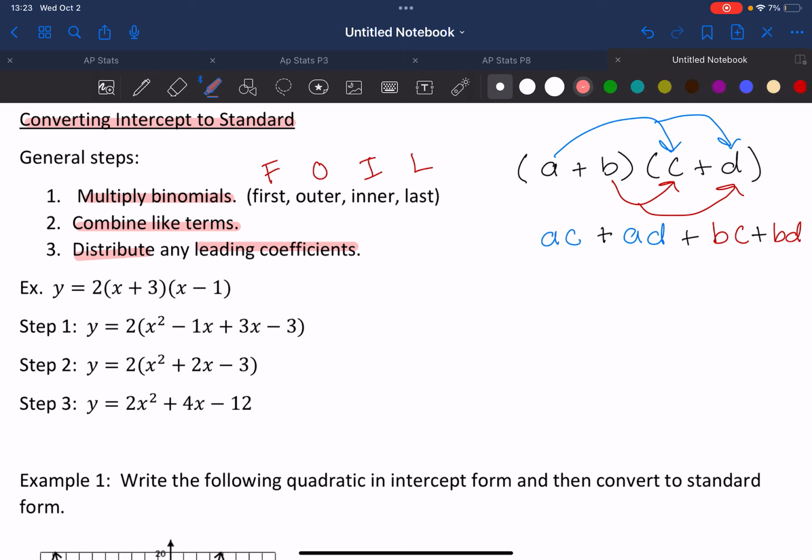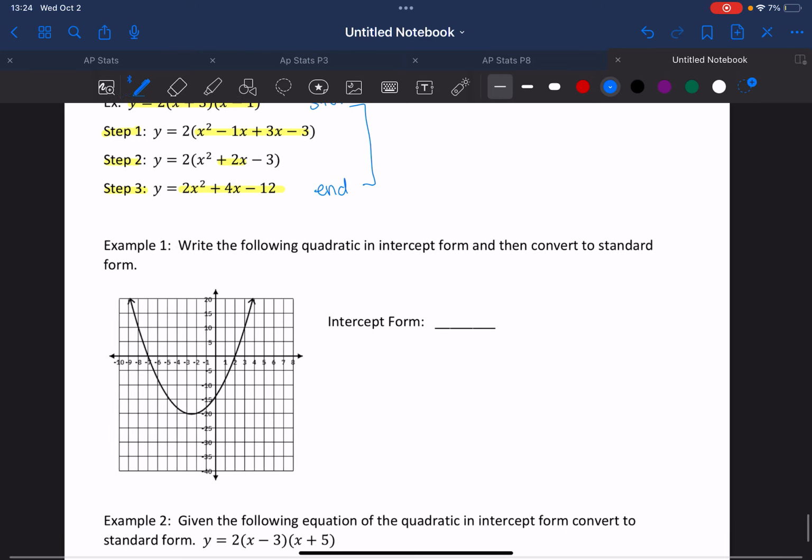So looking at our example here, it gives us the example y is equal to 2 times x plus 3, x minus 1. In the first step, they multiplied the binomials, so they used the FOIL method. And then in the second step, they combined the like terms, and that's how they got 2x. And then in the last step, they distributed the 2 to get our final answer. So we started here, and we end here. Okay, so let's look at some examples.